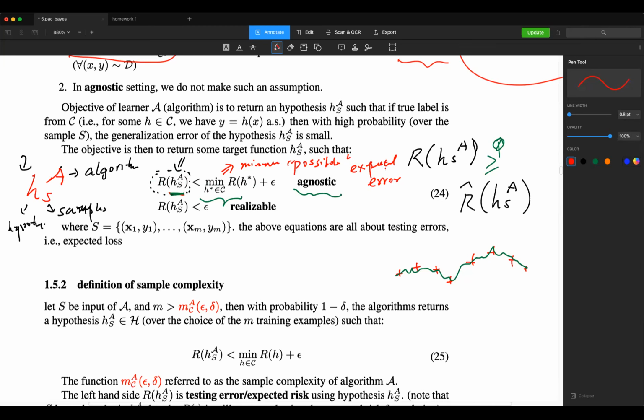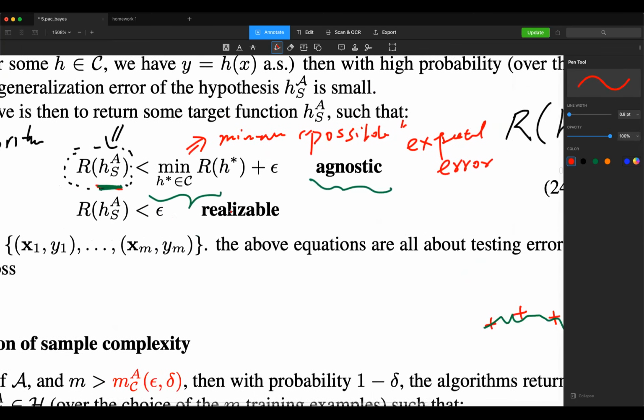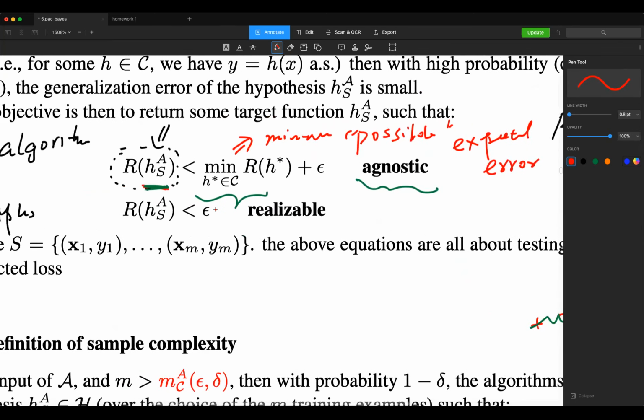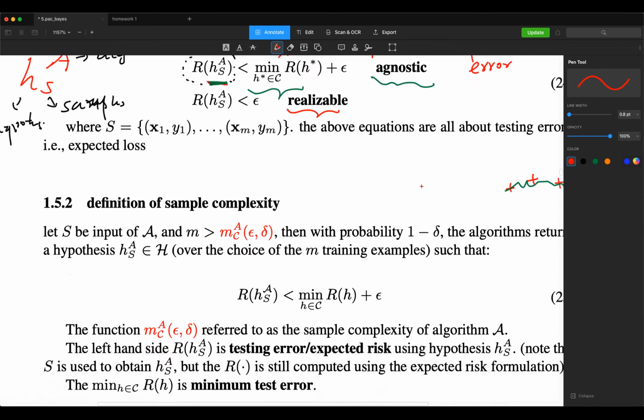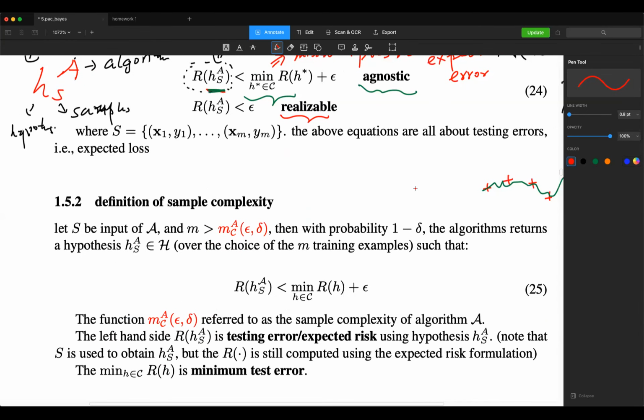Okay. In a realizable setting, the assumption is that the minimum possible expected error is zero. You will be able to find a hypothesis that goes through every single piece of data and delivers zero error. So that's the realizable assumption. That's the agnostic assumption. Okay, so the last one I wanted to talk about is just notations. I don't really have an example for you, but just remember that.